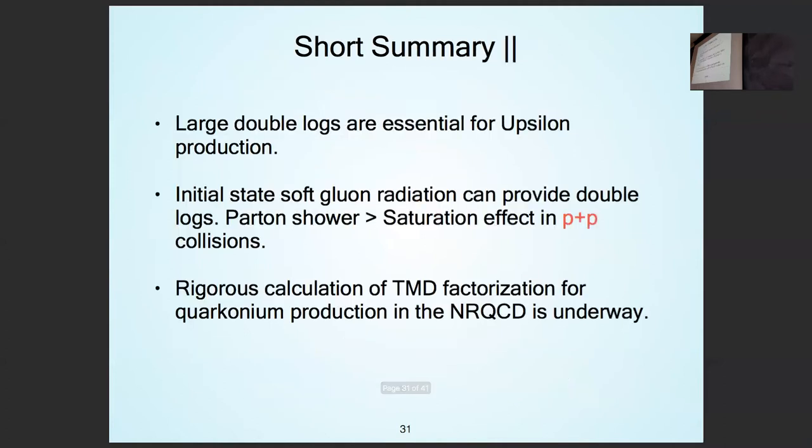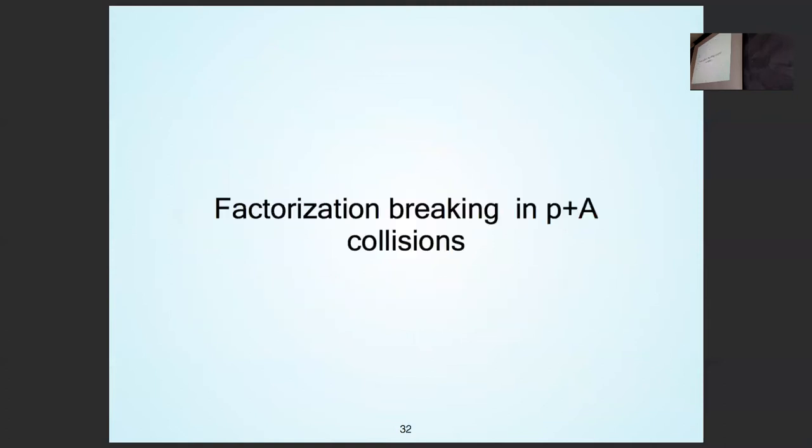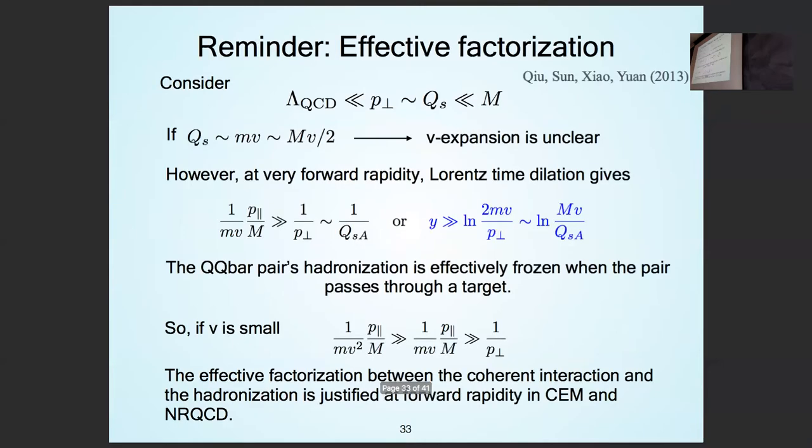Let's finalize my talk. So actually this is breaking in proton-nucleus collisions. This is a reminder of effective factorization. Let's consider a larger PT region, for example, Upsilon production at a small PT.